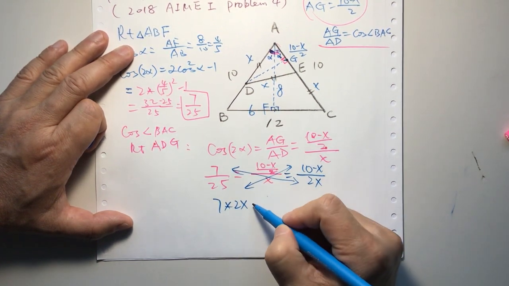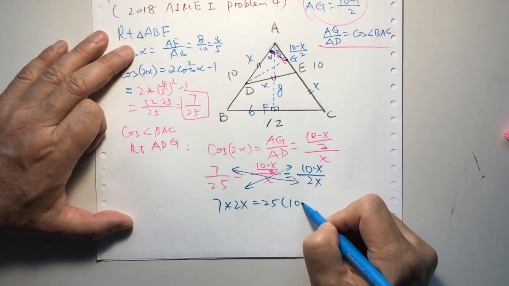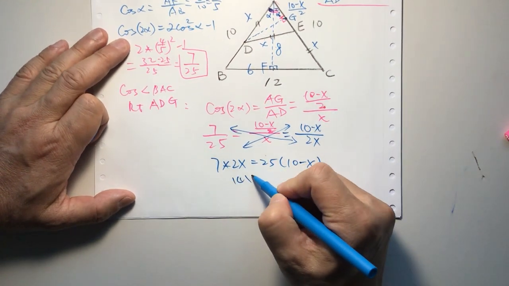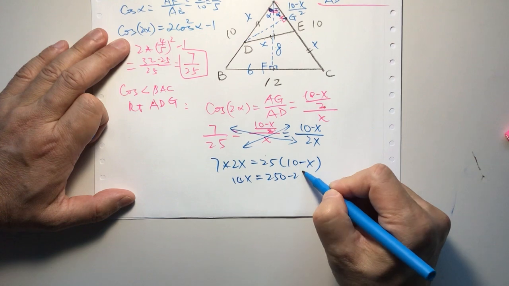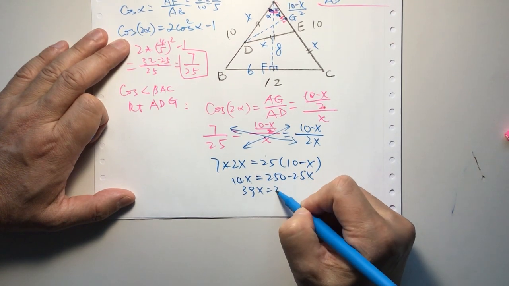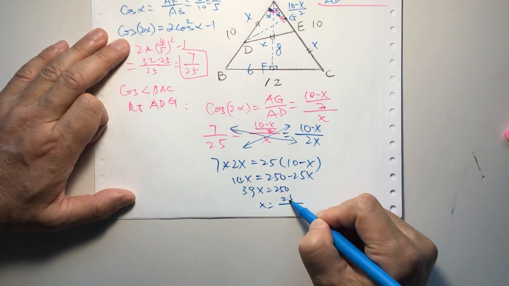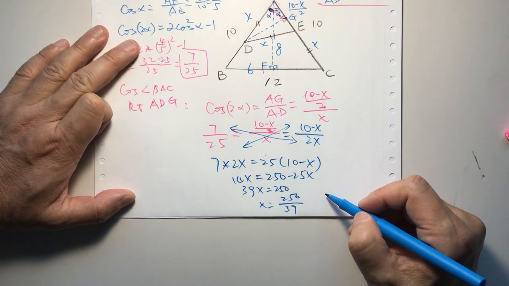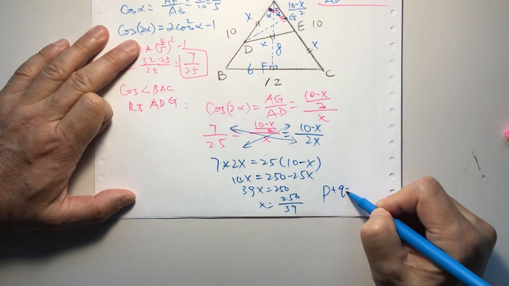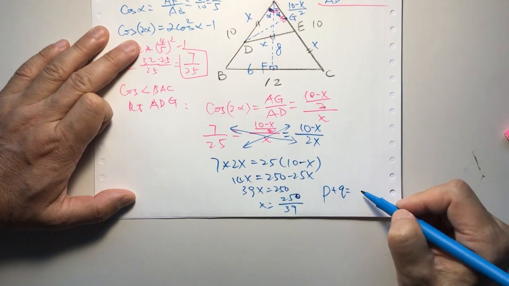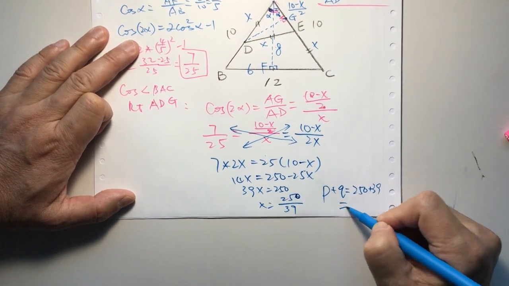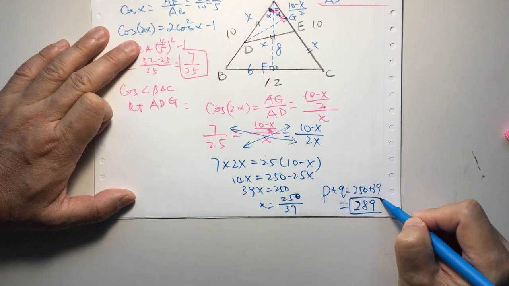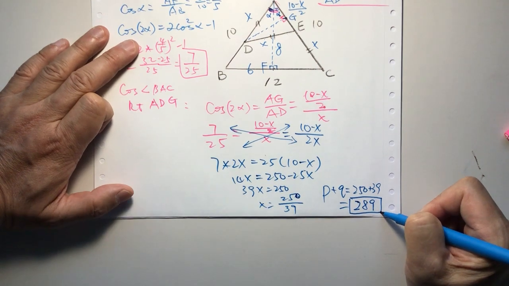7 times 2x equals 25 times 10 minus x, and we will get 14x equals 250 minus 25x, so 39x equals 250. x equals 250 over 39, and we know that p plus q, 250 plus 39, equals 289. That's the final answer, done.